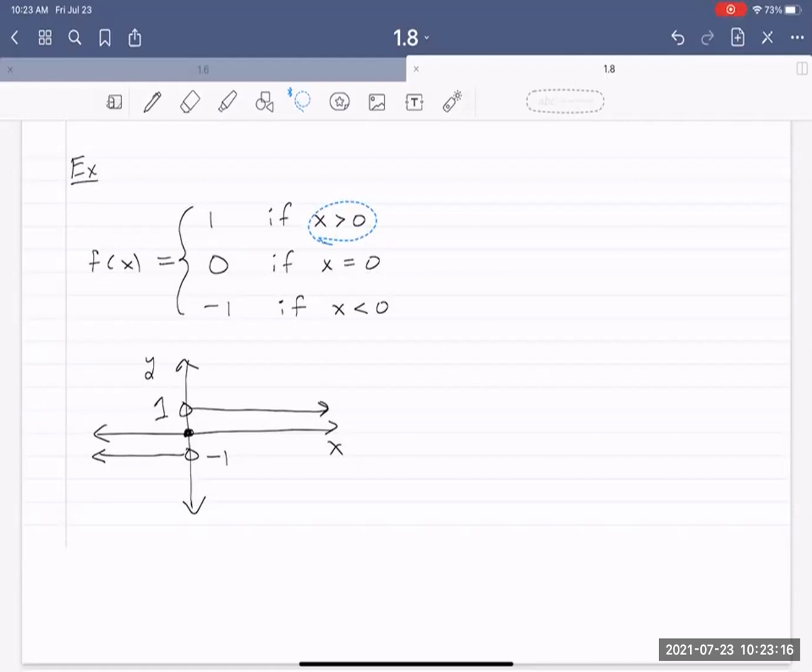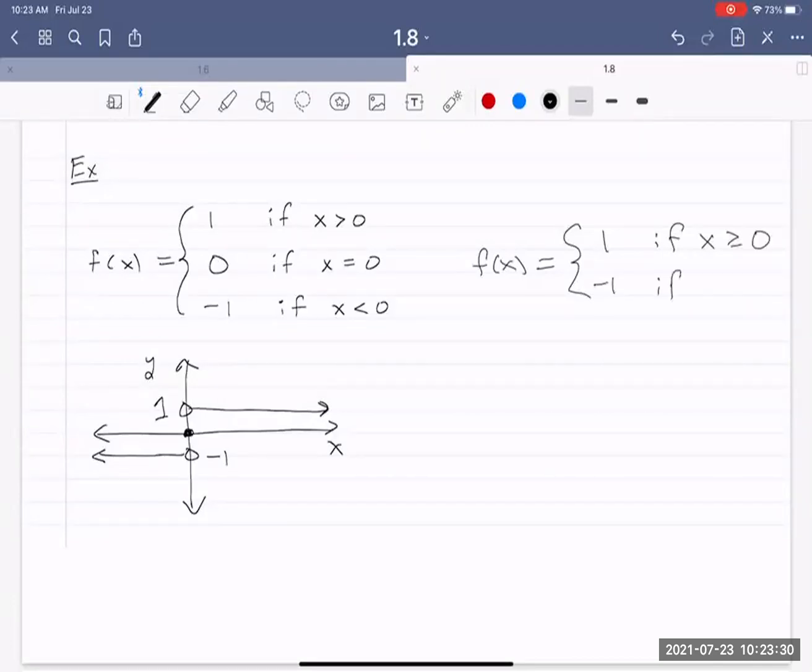So let me just see if I understand what you're saying. Let f of x equal 1 if x is greater than or equal to 0, -1 if x is less than or equal to 0. Let's say this, okay? Only one of them, because then it wouldn't be a function, like you said. Yes, okay, so that's fine. I said it wrong in the beginning also.